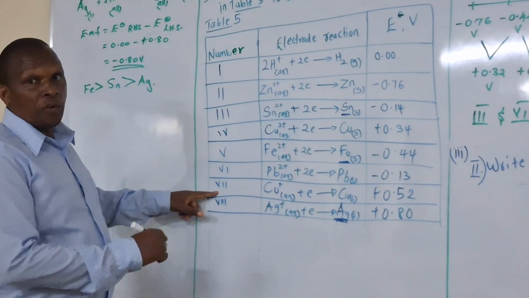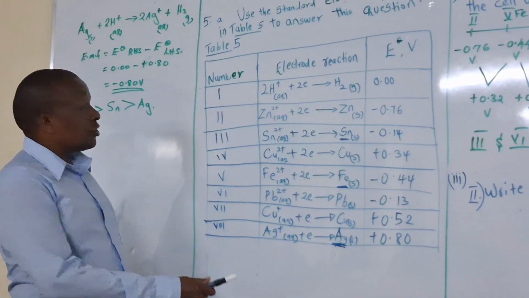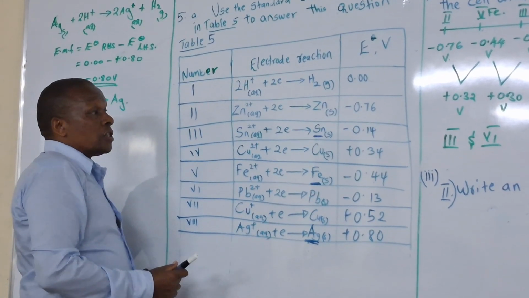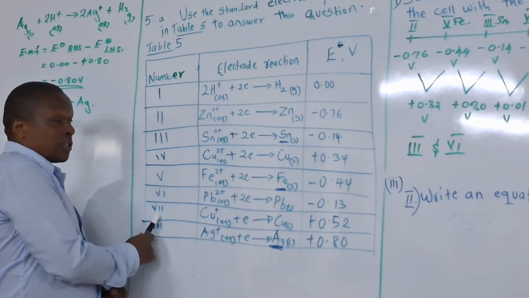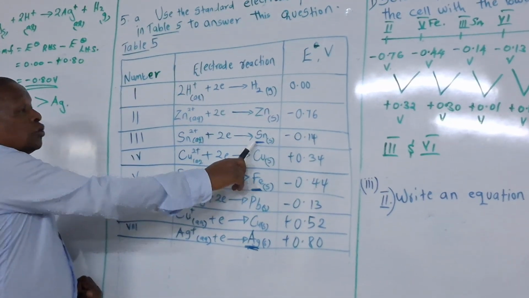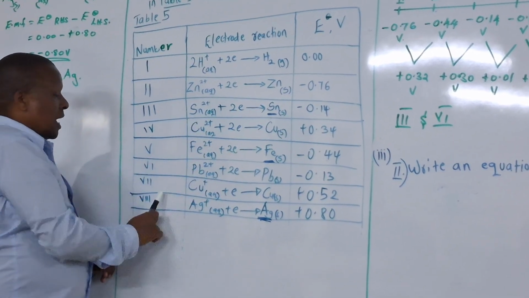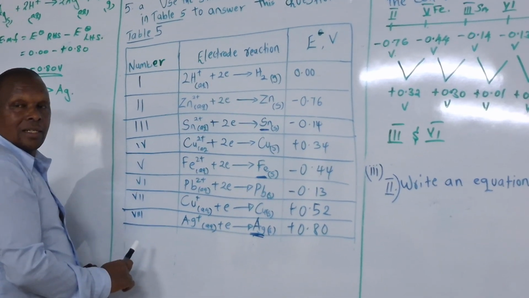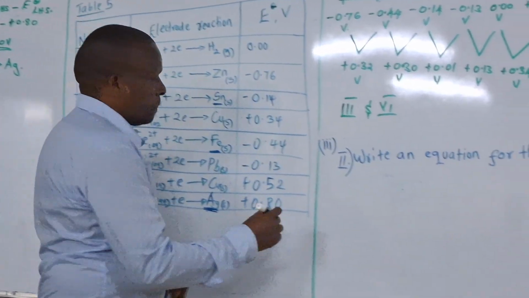A continuation of Roman 3. So from what we have already, from the reduction potentials, tin has a greater tendency to lose electrons than copper. So copper has a greater tendency to gain than tin. So tin loses electrons, that is, it undergoes oxidation, and copper undergoes reduction. So we are going to do it like this.